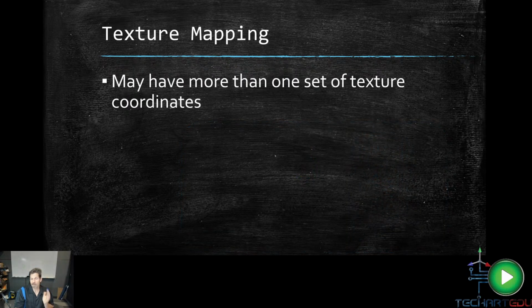Okay, now you can have more than one set of texture coordinates. Remember, I was talking about the UV coordinates that help map the texture image to your object. Well, you can have multiple sets of texture coordinates, so therefore you can have multiple maps on one particular object.